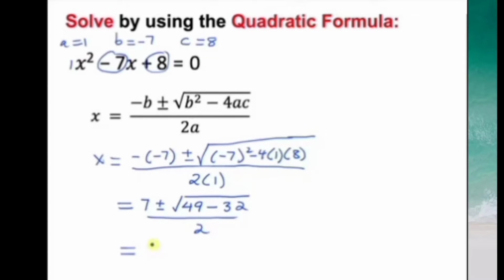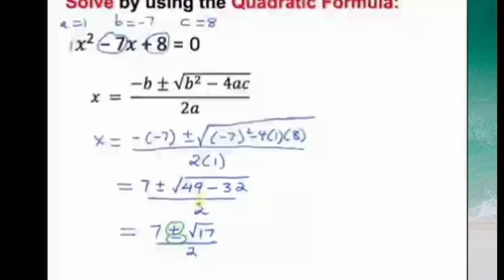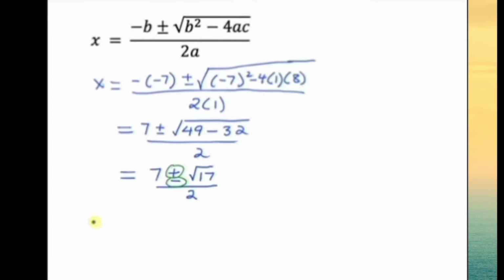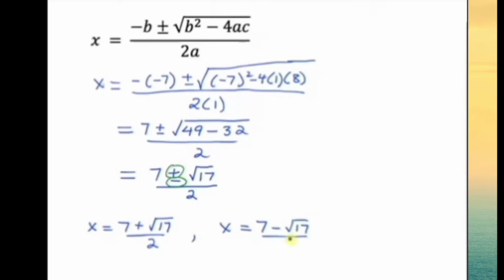x is equal to 7 plus or minus the square root of 17, all divided by 2. Let's split this sign, the positive and negative sign. x equals 7 plus the square root of 17 divided by 2. x is equal to 7 minus the square root of 17 divided by 2.